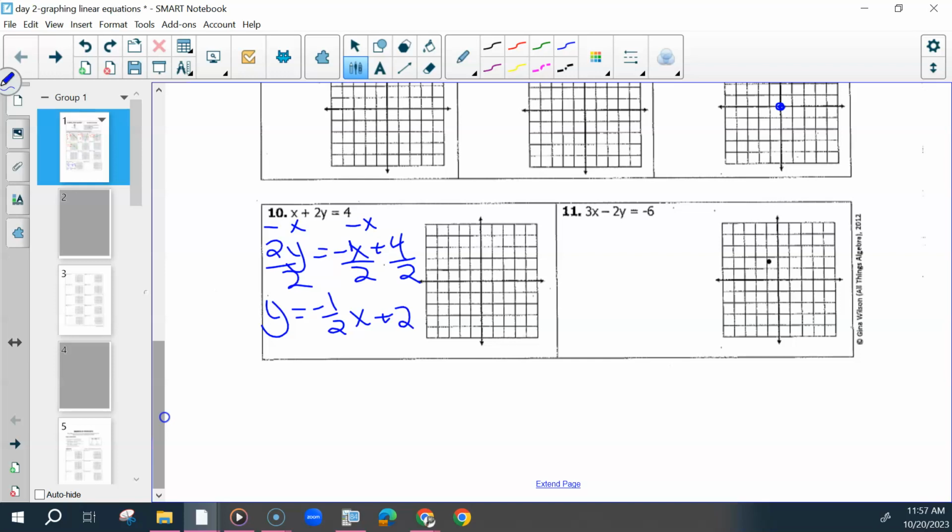Because this is a 1 dividing by 2, this would be negative 1/2 x plus 2. So divide everything by 2. Yeah. Right? Then we can graph this.